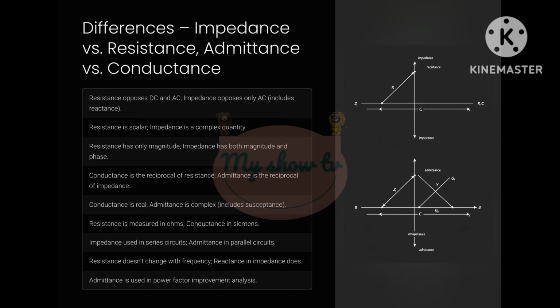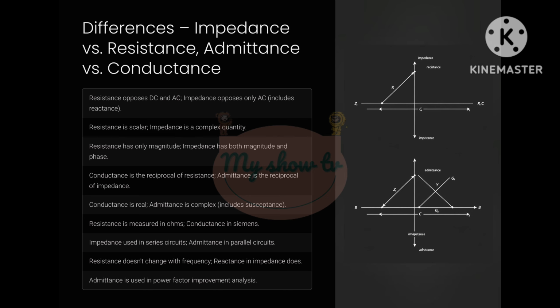4. Resistance remains constant regardless of frequency. Impedance varies with frequency due to reactance. 5. Resistance is measured in ohms. Impedance is also measured in ohms but represented as complex numbers. 6. Resistance consumes power. Reactance, in impedance, stores and releases power. 7. Resistance is used for both analysis and heating effects. Impedance is mainly used in AC analysis. 8. Impedance is used in phasor and frequency domain analysis. 9. Resistance has no angle. Impedance has a phase angle.